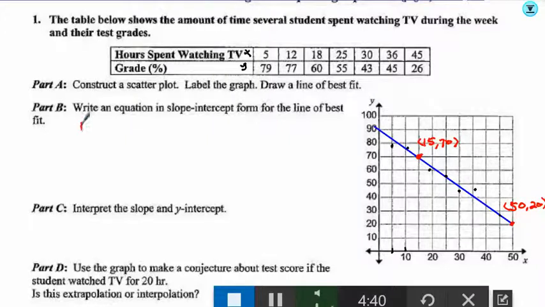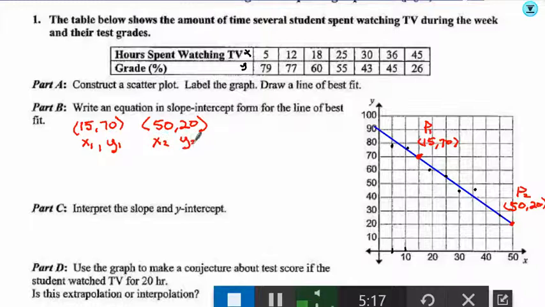15, 70 and 50, 20. Okay, so this is point 1. This is point 2. So this is point 1 right here. So this is the x coordinate of my first point and the y coordinate of my first point, the x coordinate of my second point, and the y coordinate of my second point.